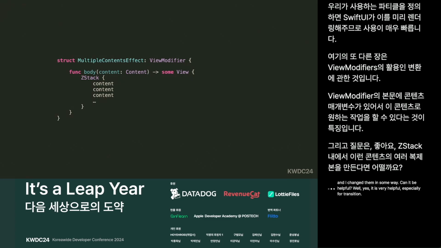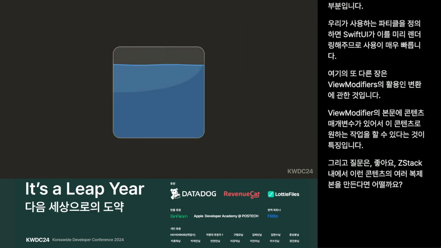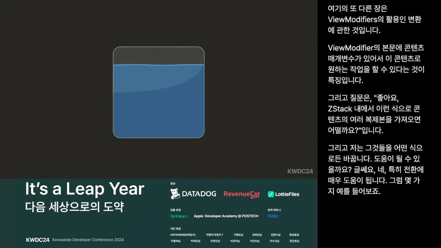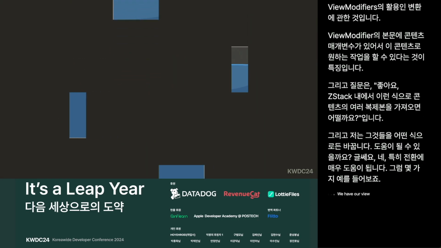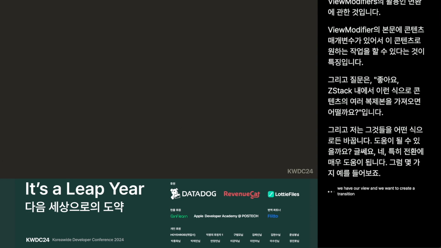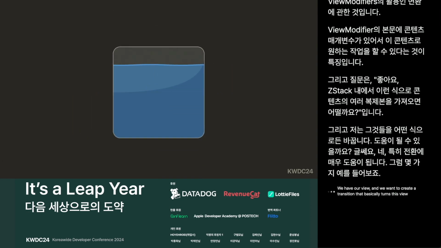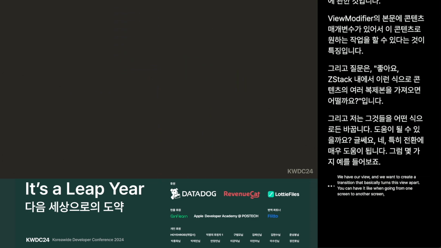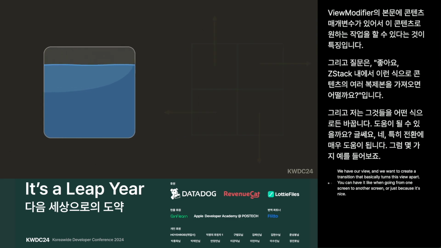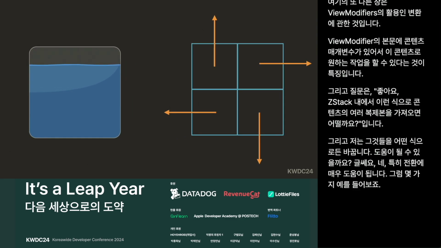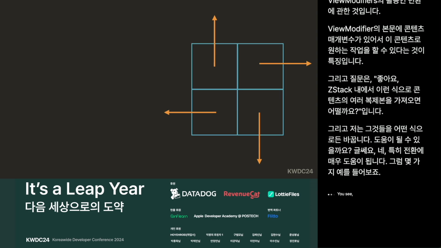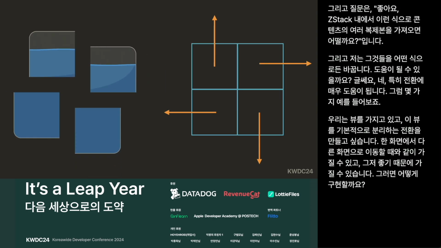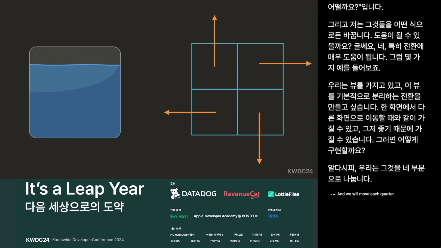So let's go with some examples. We have our view, and we want to create a transition that basically turns this view apart. You can have it when going from one screen to another screen, or just because it's nice. So how to implement it? You see, we divide it into 4 quarters, and we will move each quarter in a different way.